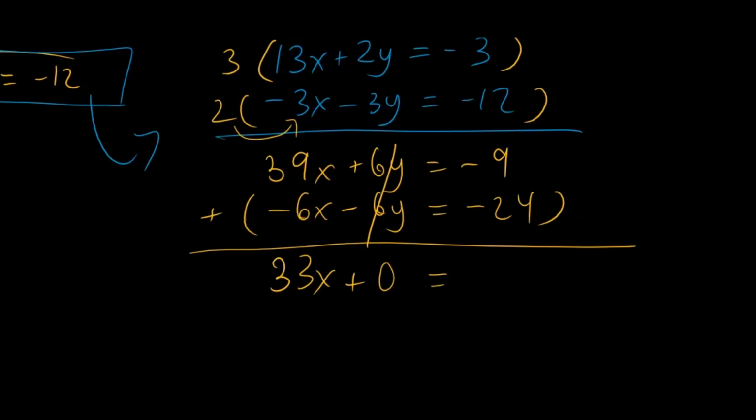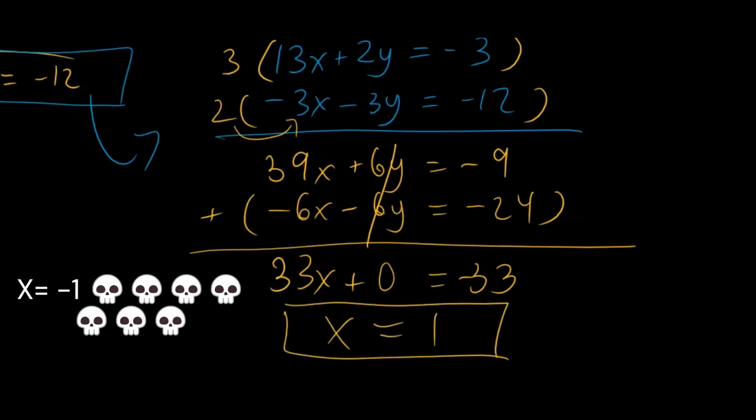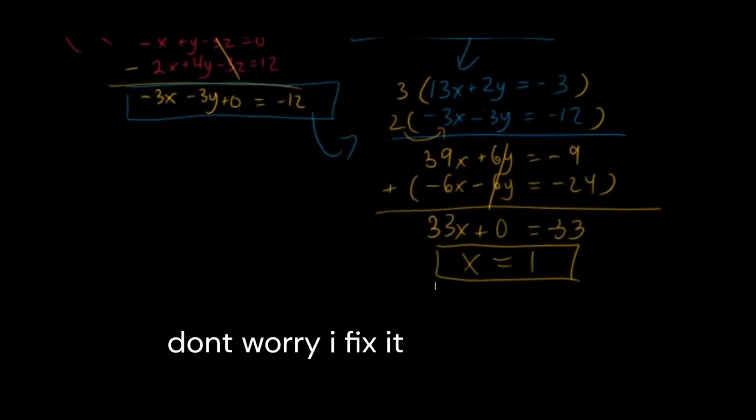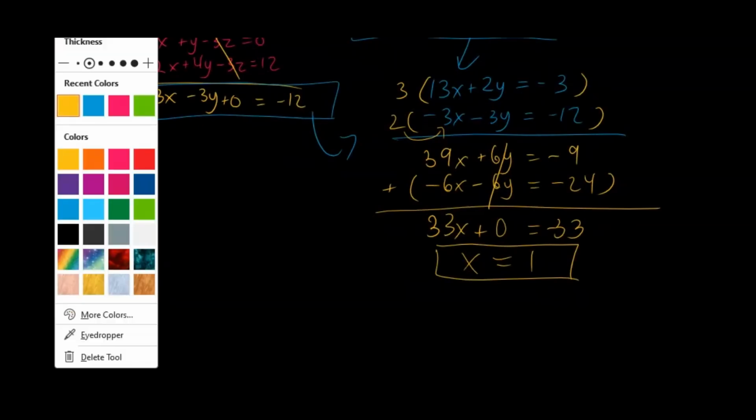And -9 plus -24 is -33. So now we can just solve for x and we can find that x is equivalent to -1. And woohoo, we just found one of the 3 terms that we need to find. So it's a very long process. Trust me, you probably won't need to do this more than one time on the Regents.